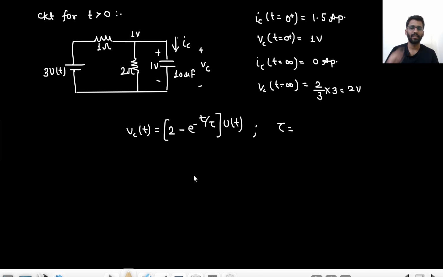Now in this case, what is the time constant? Here the time constant tau is, what is C equivalent? That is 10 microfarad, into what is R equivalent? R equivalent is 2 by 3.